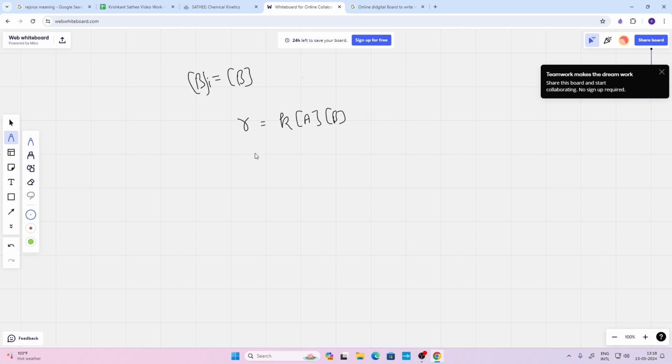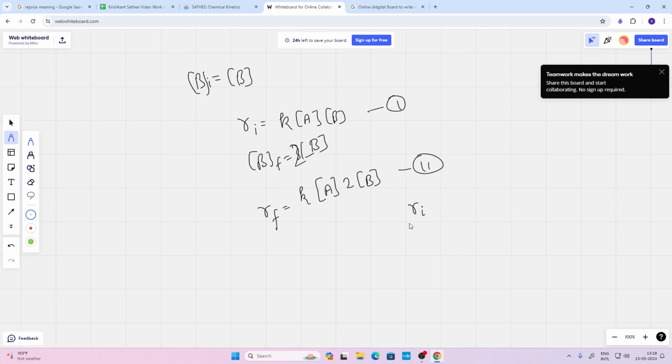So if we just double it, suppose B final is 2B. Suppose I am representing R initial. Then R final would be K, A, B is now 2B. Divide both of these equations, 1 by 2. What will be the answer?